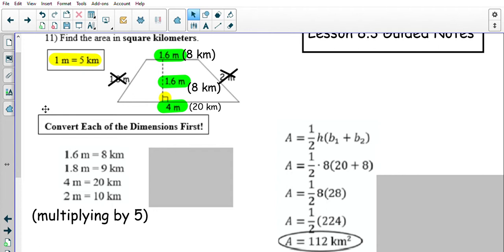But again, you could eliminate any sides that you don't need to use. This is probably a little bit harder than what you're going to see on the test for the most part. But this is something we'll continue to review throughout this unit and throughout this lesson as well.